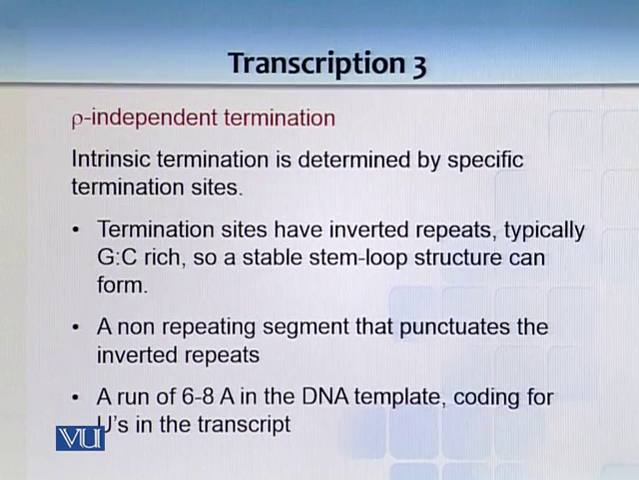But when we are talking about Rho-independent termination, this particular termination is also known as intrinsic termination. And this intrinsic termination is determined by specific termination sites. So what are the characteristics of these termination sites? These termination sites have inverted repeats, typically GC-rich regions, due to which a stable stem loop structure is formed. In between the inverted repeats, there is a non-repeating segment that punctuates the inverted repeats, and a run of 6 to 8 adenines is found in the DNA template, which will ultimately code for uracils, so that it becomes clear that the mRNA is basically ending.